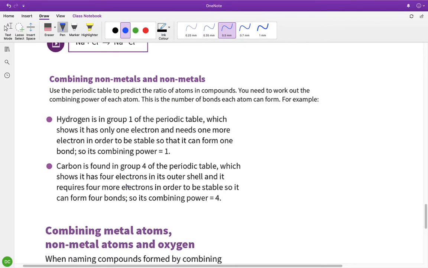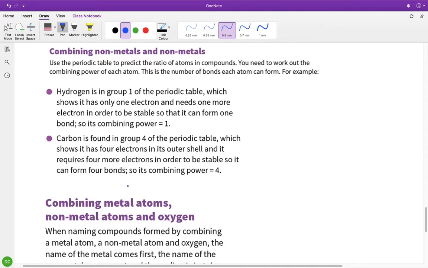A little bit more complicated when we're talking about non-metals and covalent bonds. When you're combining non-metals, here we're talking about hydrogen and carbon. Hydrogen is in group 1 of the periodic table, which shows that it has 1 electron and it needs 1 more. So if hydrogen's here, it has the 1, and it has a missing 1 here. This is what it needs to fill its outer shell. So we say it has a combining power of 1. Carbon is in group 4 of the periodic table, which means it has 4 electrons in its outer shell, so it requires 4 more, so it has a combining power of 4.